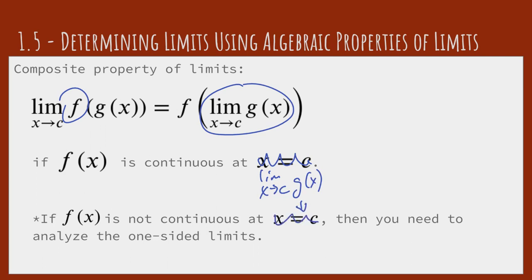If we evaluate the inside limit, so the limit as x approaches c of the inside function, and f is continuous at that value, then we just use direct substitution to evaluate that limit. If it's not continuous, then we're going to have to do some deeper analysis. We're going to have to look at the one-sided limits. In the example video that I do, I take a look at a few examples where f is not a continuous function at the value we get when we evaluate the inner limit, and what we do then to look at the one-sided limits and evaluate that.